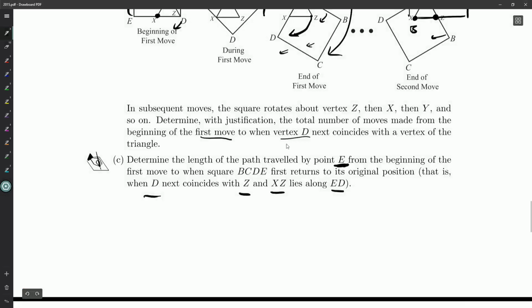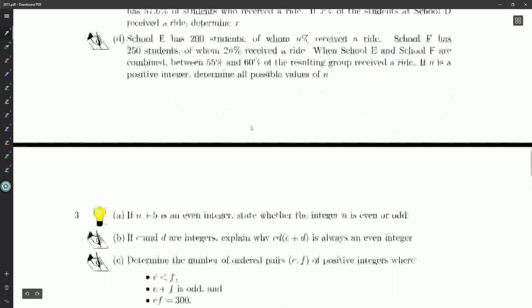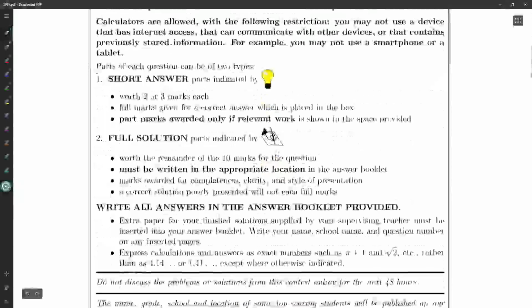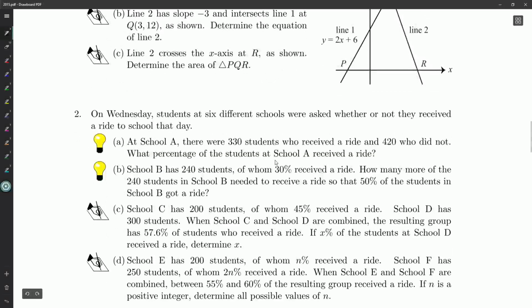So that's our answer, and that finishes off our 2015 Galois paper. It's been a good paper, I would say. Can't wait to see the 2016 paper, but that will have to wait for another day.